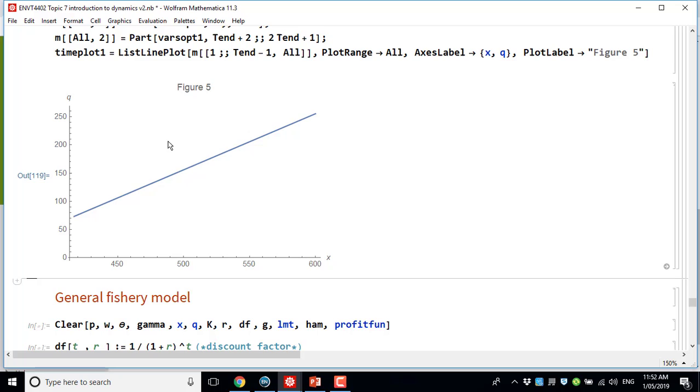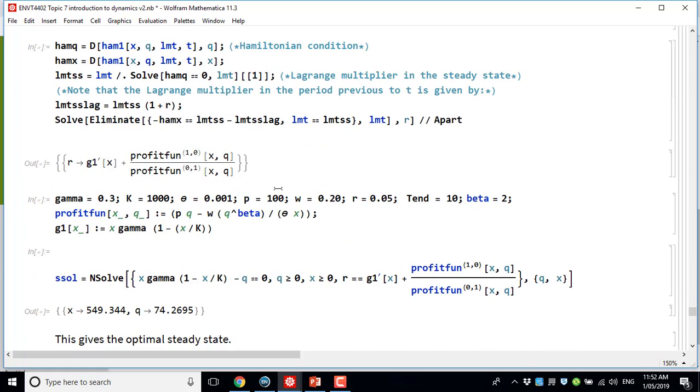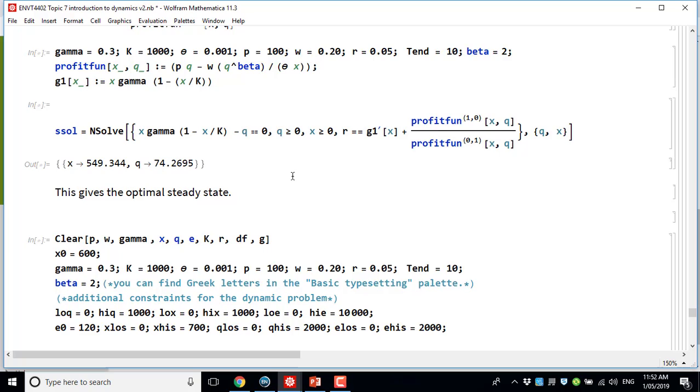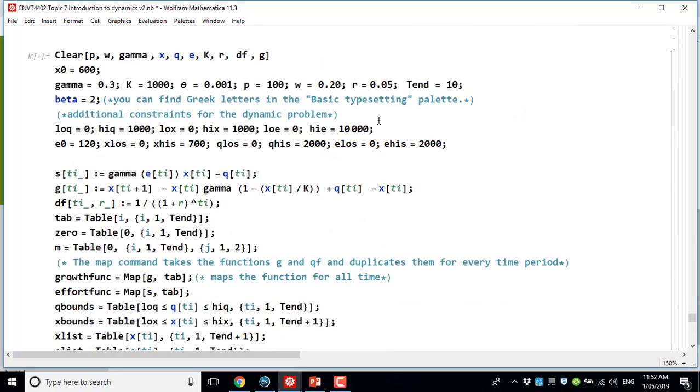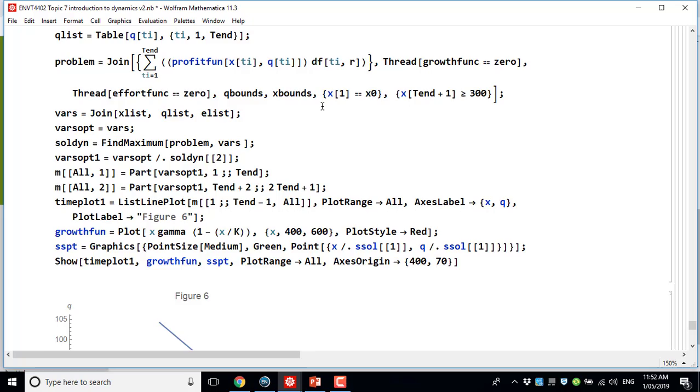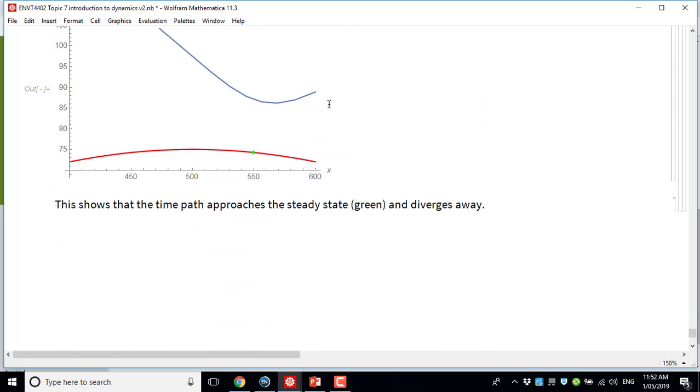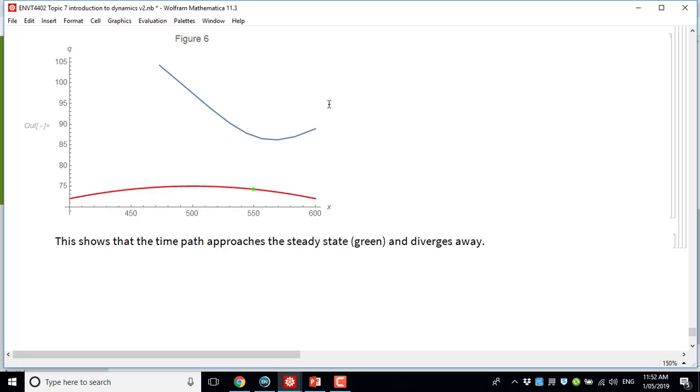All right, I just like to absolutely finish off looking at a slightly more complicated model. So all I've done here is I've made the cost function increase more rapidly as the catch increases. So I just added another parameter.